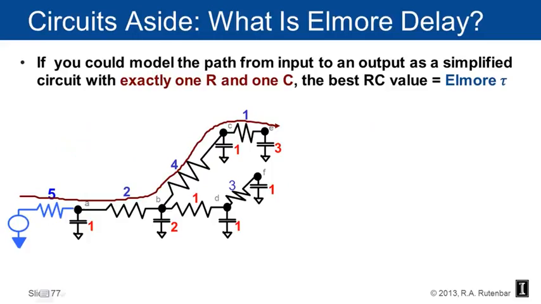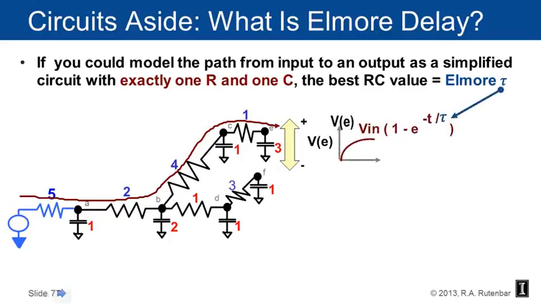A little bit of a circuits aside, if you actually care about this: what exactly is the Elmore delay modeling? Imagine that you could model the path from the input to the output of this particular circuit. Here's my tree again, and I'm modeling the path from the driver through A, B, C, E. Imagine that you could actually model that path with a circuit that had exactly one resistor and exactly one capacitor. It would be a so-called equivalent circuit. The real circuit's got lots of resistors and lots of capacitors. But suppose you decided to model the path from the input to this one output, with everything else in the tree accounted for, with a single resistor and a single capacitor.